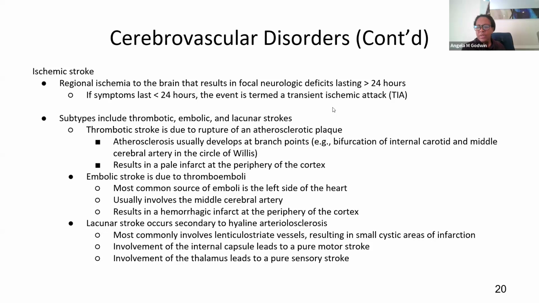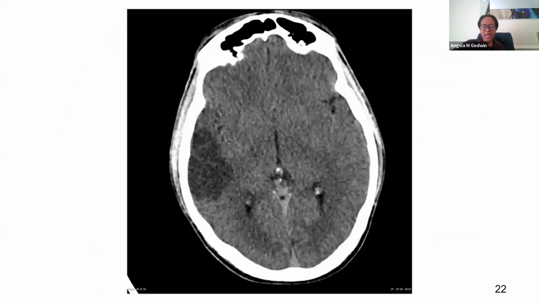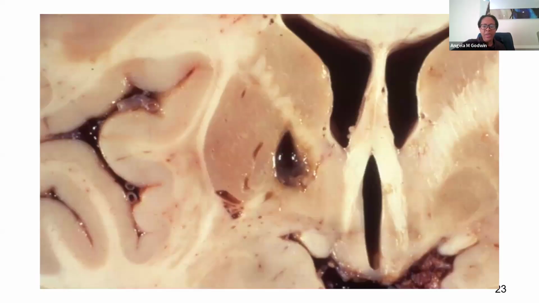Lacunar infarcts from increasing hyaline, exactly. And keeping in mind that hyaline atherosclerosis comes from chronic disease processes like diabetes and hypertension, which then lead to these very small cystic areas of infarction. I think the word lacunar comes from the word lake. So I'll show you that. Yeah, here.